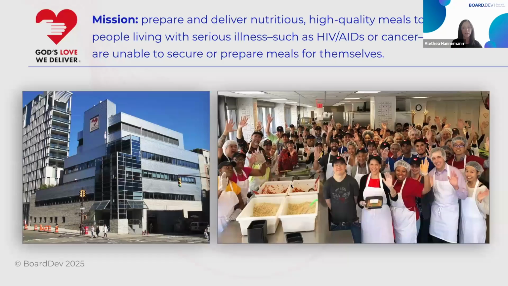But first, I want to tell you a story about how we came to this work, a case study. God's Love We Deliver is an emergency food organization in New York. They home deliver meals to people who are too sick to shop or cook for themselves across all 5 boroughs of New York City, 10,000 people a week, and 2.5 million meals a year, all made in this building you see on the left, and packaged and frozen and then delivered. There's a 30 driver team to do all of those deliveries.